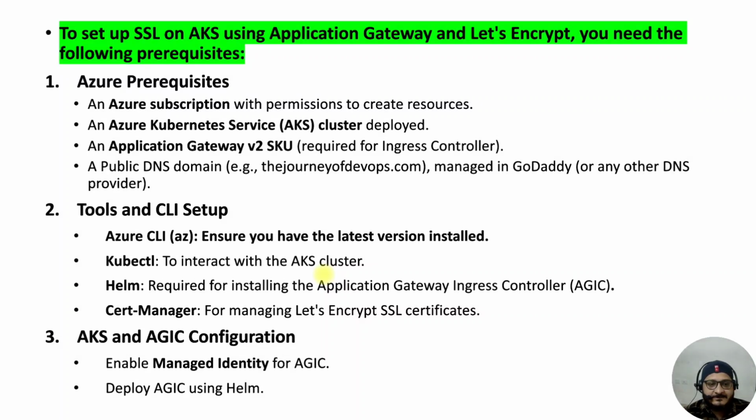Third, we have AKS and AGIC configurations. It is required to enable managed identity for Application Gateway Ingress Controller, and you can deploy Application Gateway using Helm as well. You can ignore the third part, but it is required because if you are using Application Gateway Ingress Controller from the Azure portal add-on, then it will automatically create a managed identity and assign it.